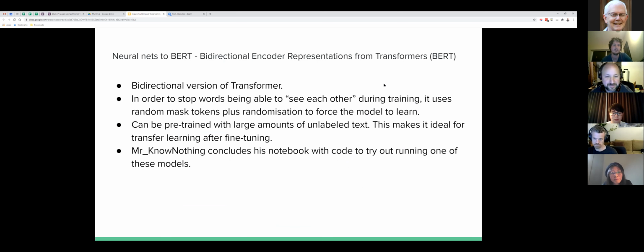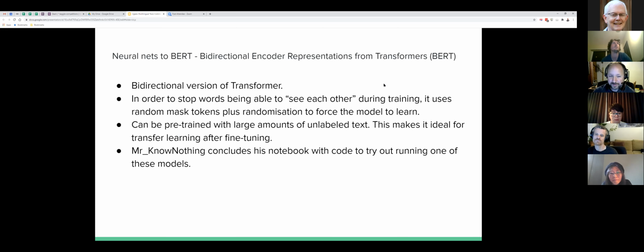And then finally, BERT, the bidirectional encoder representations from transformers. I couldn't find a good picture for this. This is where my knowledge gets really spotty. I apologize. Basically, what I can say about this is that it's a bidirectional version of transformer. When it's learning, being bidirectional, the words when they're training would be able to see each other. I don't really know how to explain that.